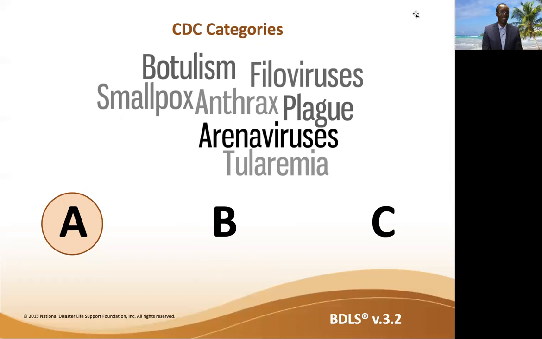Categories B and C are still important, but they pose less of a threat and are believed to be less devastating or likely a threat than Category A. A complete list is available in your textbook or on the CDC website.